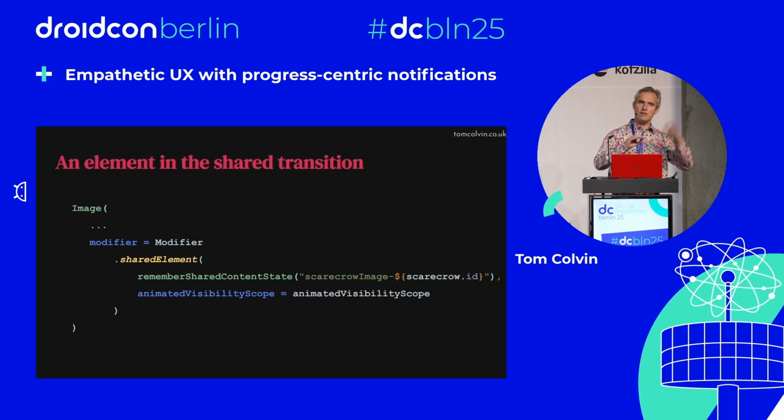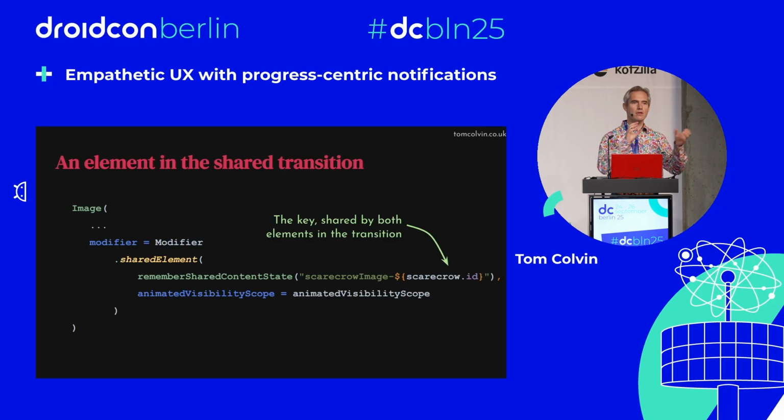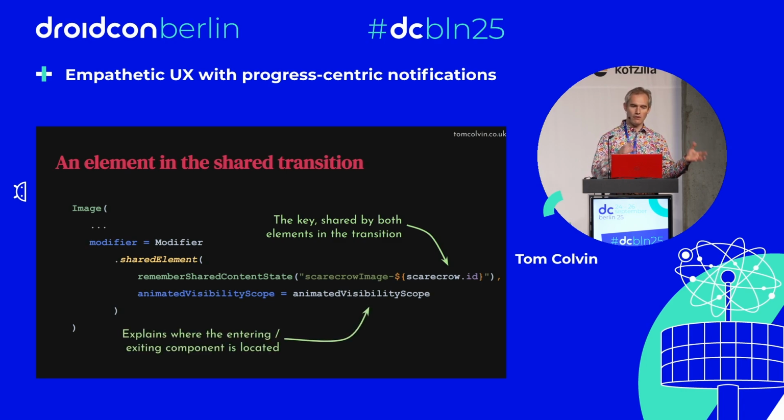Here is somewhere deep within either of those screens, either the detail screen or the list screen, we are going to have an image of this scarecrow. And in order to add that image to the shared transition, what we're going to do is tell the system that they are the same thing. We do that by sharing the same key. As long as we put the same key on each of those images, the animation library is going to know what to do with it.